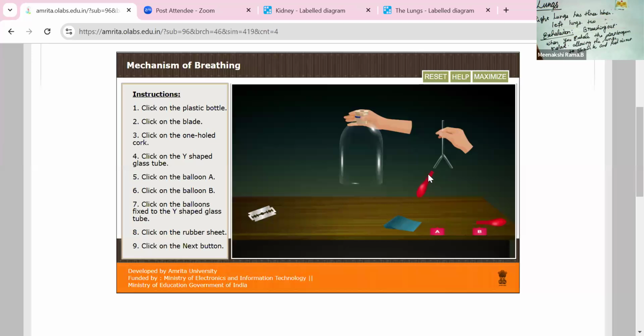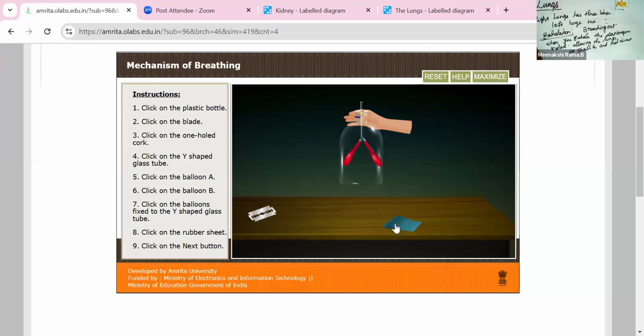And then before that, sorry, the two balloons are fixed into the car, and then the Y-shaped tube is inserted into the bottle. Okay. So this is a very good example of our lungs. There are two lungs. One is the left lung. The balloon is the example of our lungs part. Left lung and the right lung.